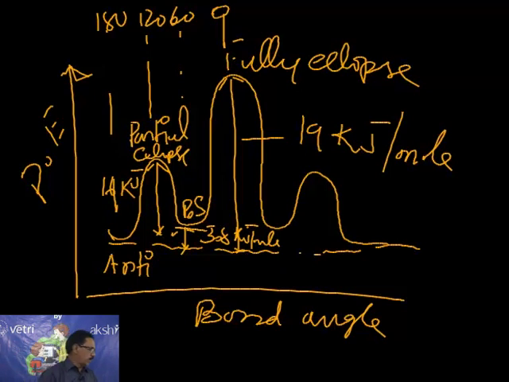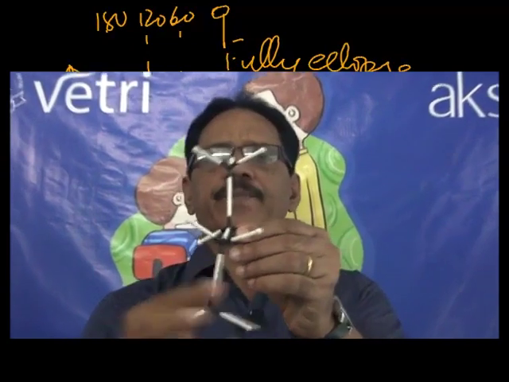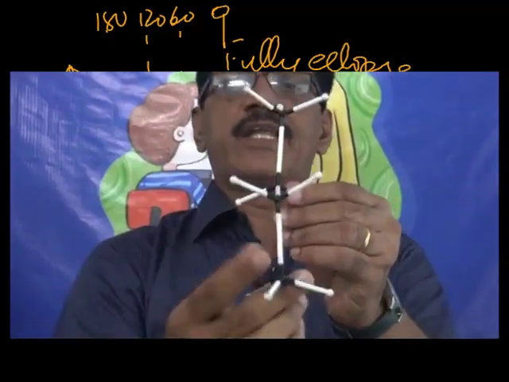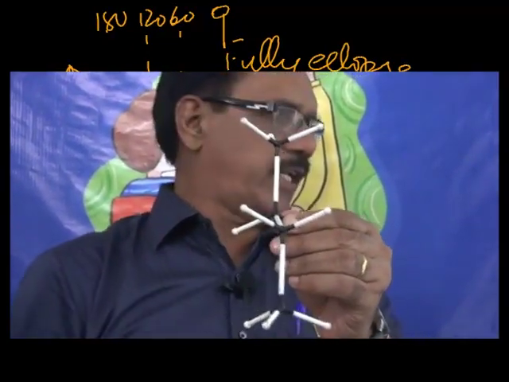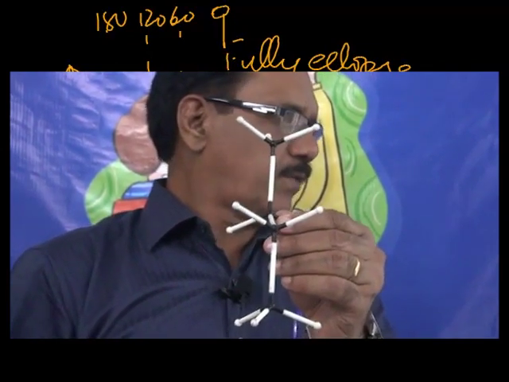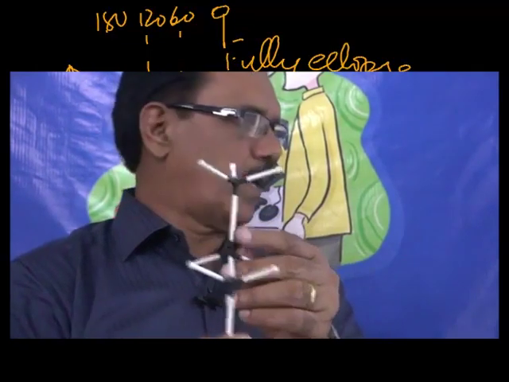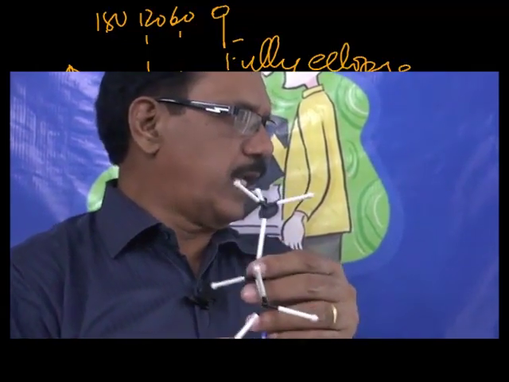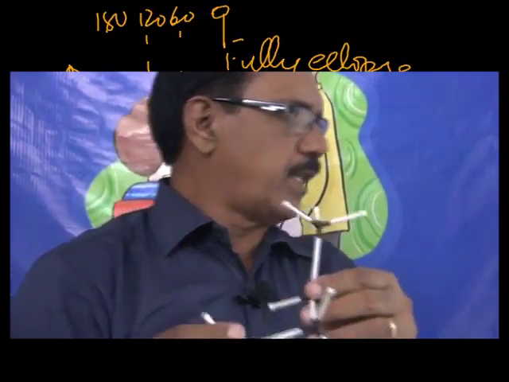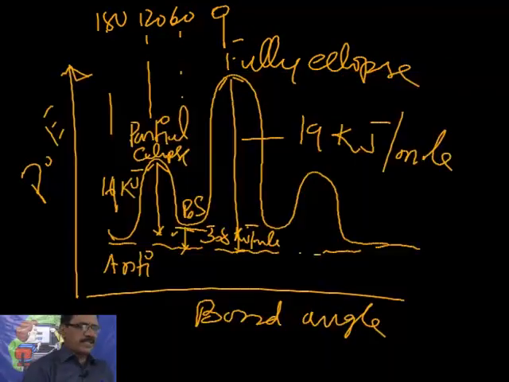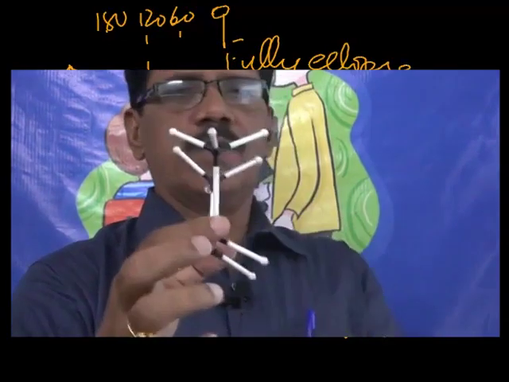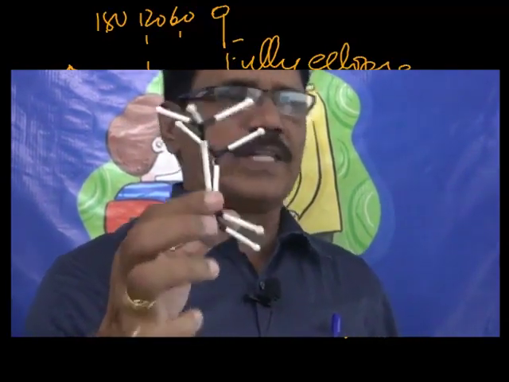I will show you now what that is. Anti-conformation means the most stable one, this is the anti. CH3 and CH3 point to opposite sides, 180 degrees. This is the most stable, actually the anti-conformation, because that is the most stable one. The next one, the second, is partial eclipse, and the other one is fully eclipsed, which is unstable. So there are four possibilities.